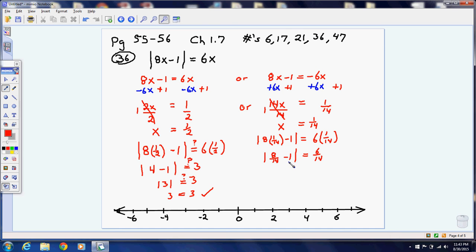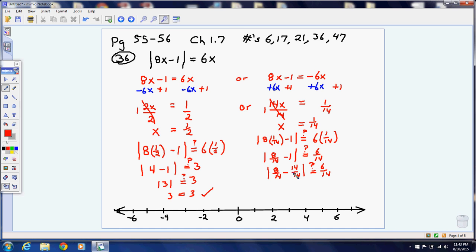Now we got to subtract off this. We got a fraction minus a whole. Well, that could be 14 over 14. So we'll go 8 over 14, 1 is 14 over 14, and we got the common denominator. I'm not going to simplify this because I just want to check to see if these two sides are equal.